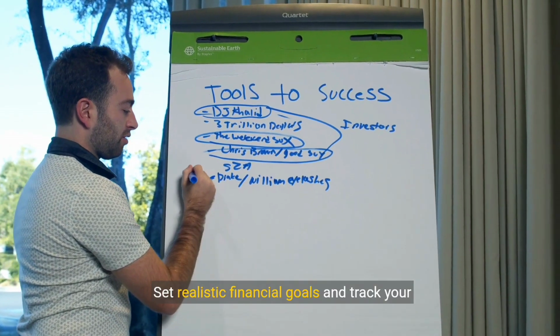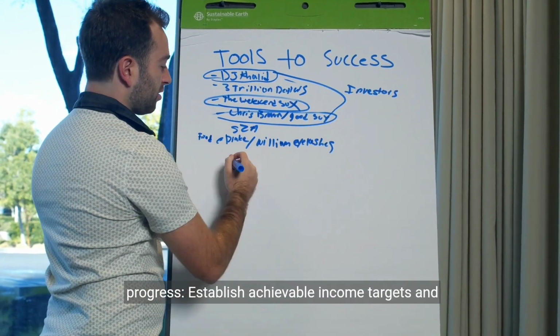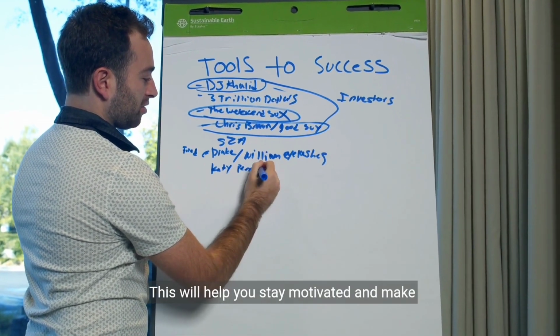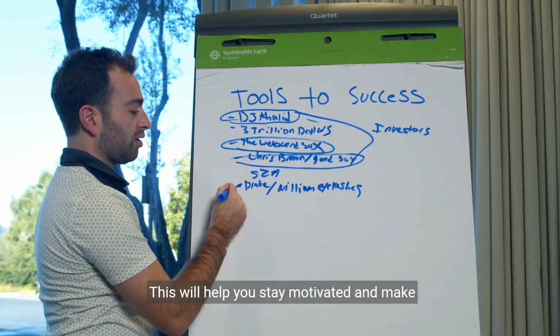Set realistic financial goals and track your progress. Establish achievable income targets and monitor your progress regularly. This will help you stay motivated and make adjustments if needed.